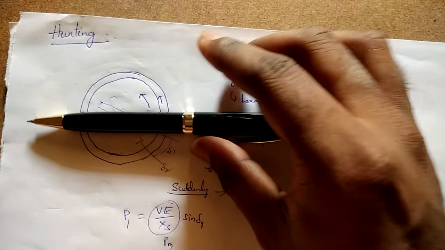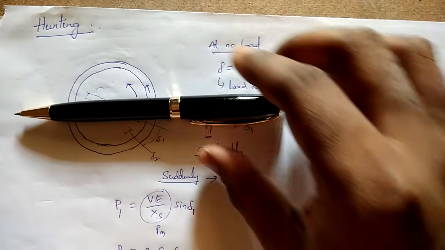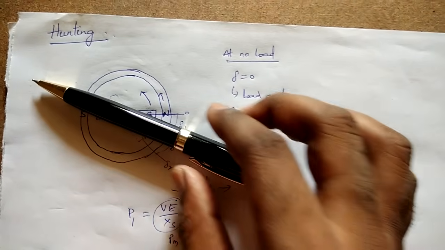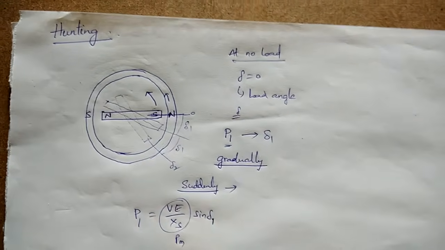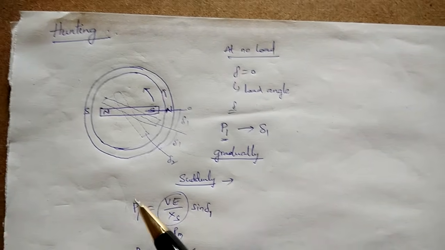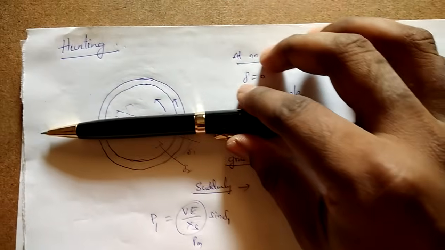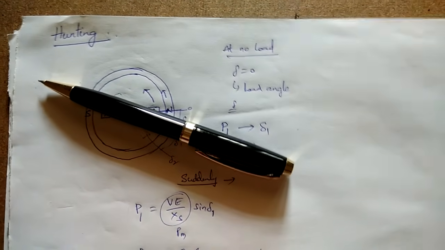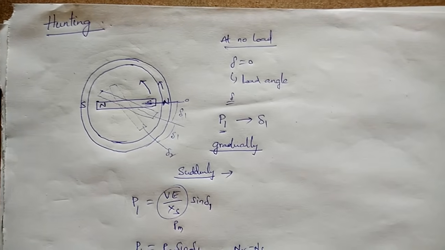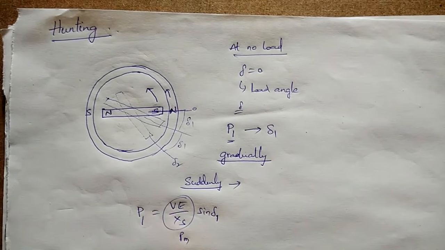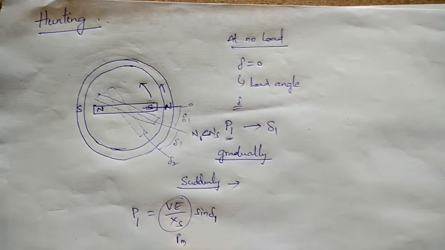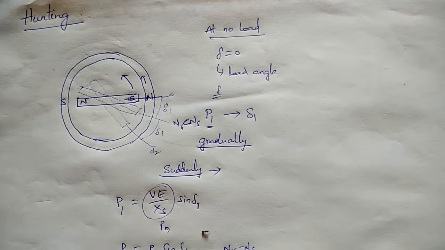At this position it is rotating on no load. Now you kept the load suddenly, so it will come to position delta 1. At delta 1 the load will be equal to the power input. But when it first comes to the position of delta 1, the power will be equal, but the speed condition will not be equal at that position. So Nr will be less than Ns.